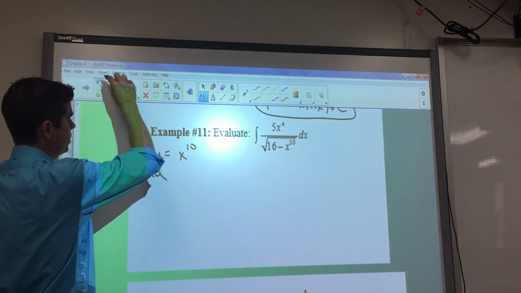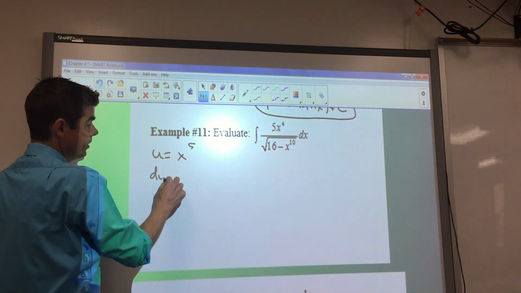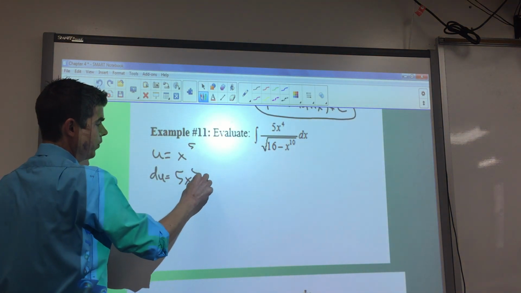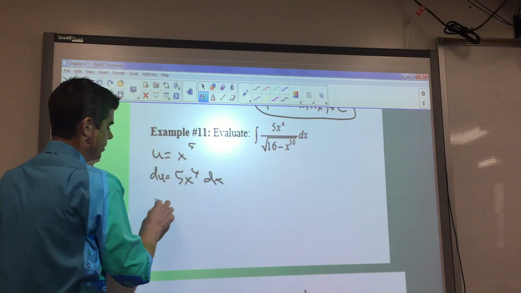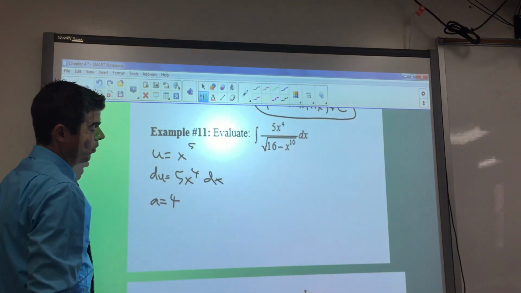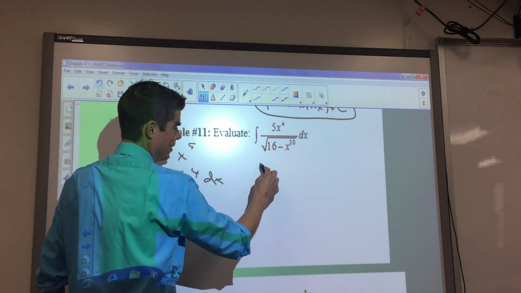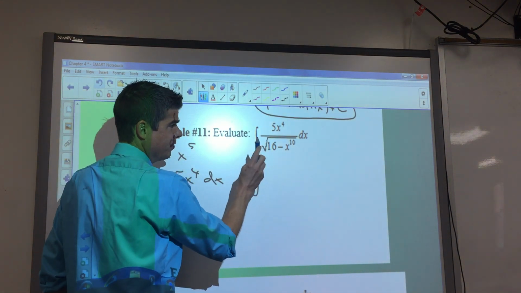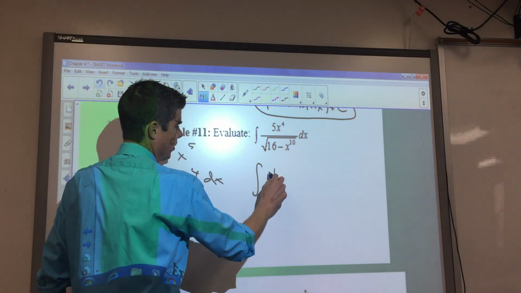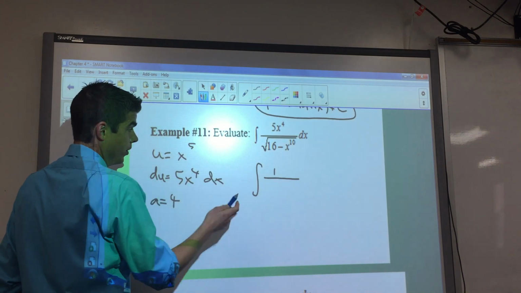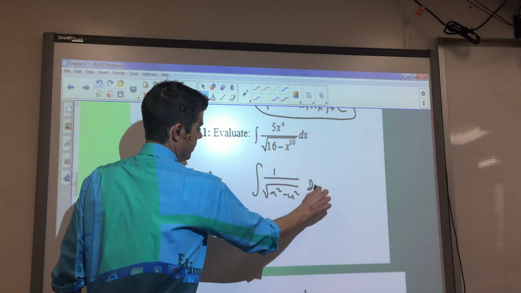So, oops, I said it right, I just wrote it wrong. So let u equal x to the 5th, du is 5x to the 4th dx, which actually is a perfect u substitution. And my a value is equal to 4, since 4 squared is 16. Now this, I need to have it in terms of recognition. This is inverse sine. So inverse sine is 1 over the square root of a squared minus u squared du.